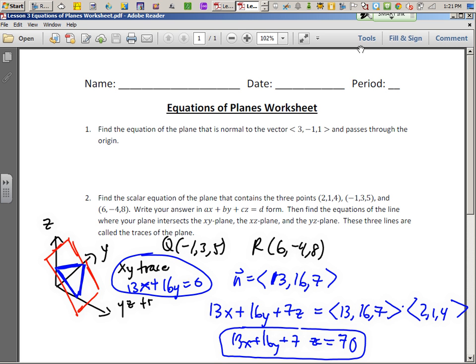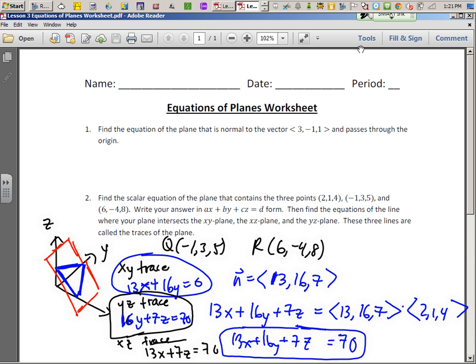If you want to find your yz trace, what variable do you suppose you would make 0? Make your x 0, right. So now it reads 16y plus 7z equals 70. Sorry, a little hard to read over here. That's a z. And if you want to find your xz trace, make your y 0. So it's 13x plus 7z equals 70.